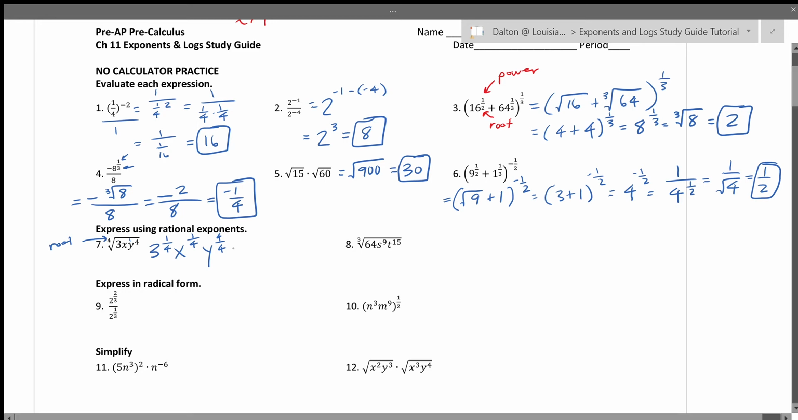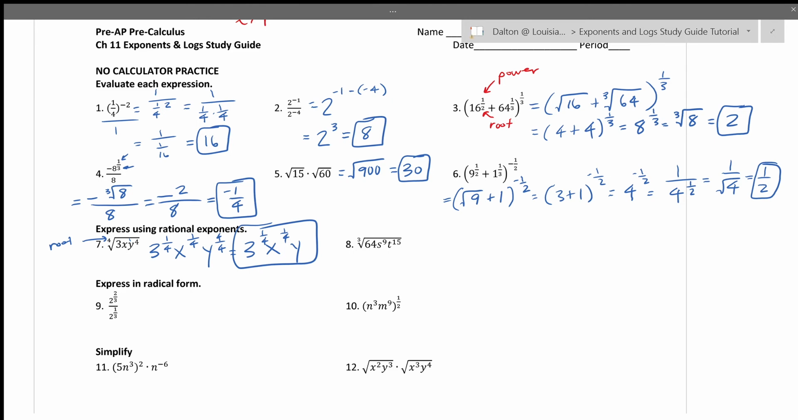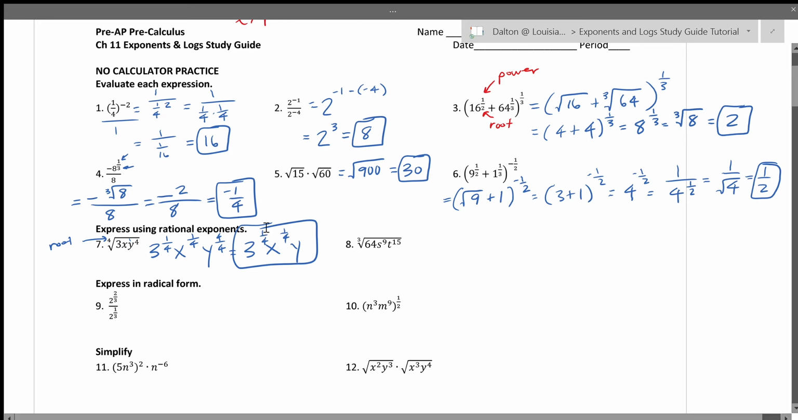But it also wouldn't hurt to go one step further to reduce your rational exponents. That'd be 3 to the 1/4 times x to the 1/4 times y. 4 over 4 is 1. So that would be just times y. And I guess technically you'd put square root symbols around that as well, or absolute value symbols, but again, that's just using rational exponents and not really simplifying. So we won't worry about those absolute value bars until we get to the simplify problems.